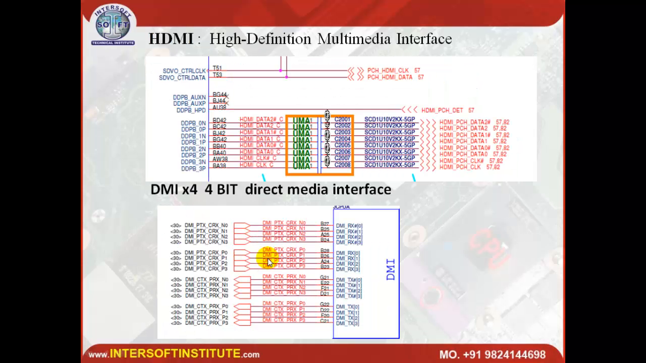These are the connections. HDMI, high definition multimedia interface, will have signals like that: data 0, data 1, data 2 and clock. These are the main signals. PCH data 0, 1, 2 and clock.